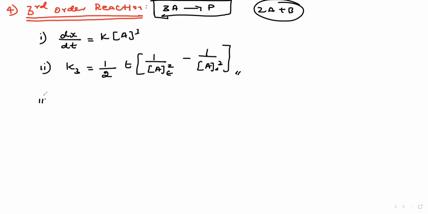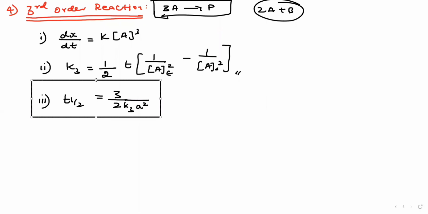Now, third one, very important, t half. The t half is equal to 3 by 2 K3 A square. Very important, please note. This is K3. 3 means third order. Whenever I put a constant, K0 is zero order, K1 is first order, K2 is second order, K3 is third order. This K3 and the A square, this is very, very important. Please note this equation was asked directly in the exam one time.